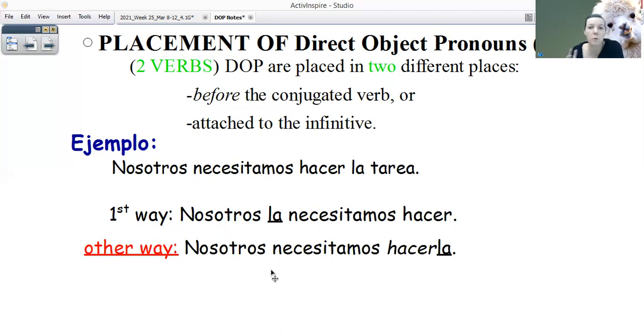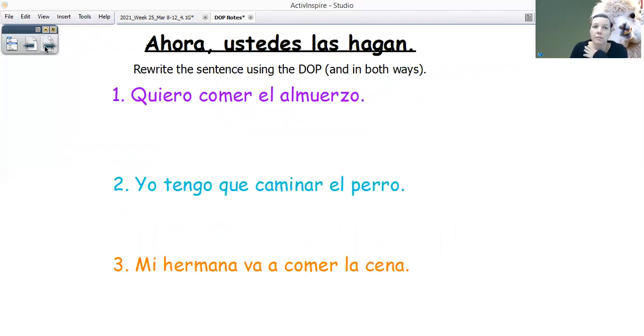But you do need to know both ways, because if you know the first way, you can use it when there's only one verb, right? But we are doing it with two verbs so that you can have practice with attaching it to the infinitive. So ahora ustedes las hagan. So right now, I want you guys to do it. I want you to do them.